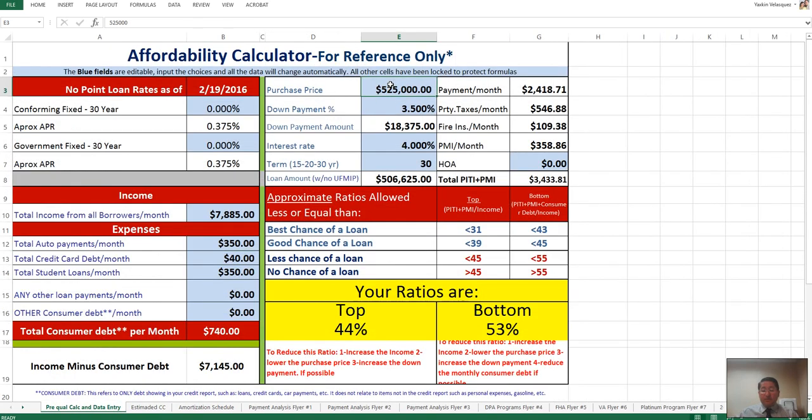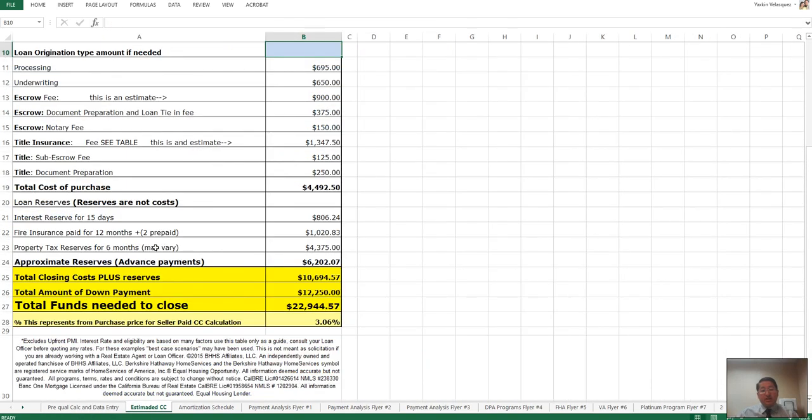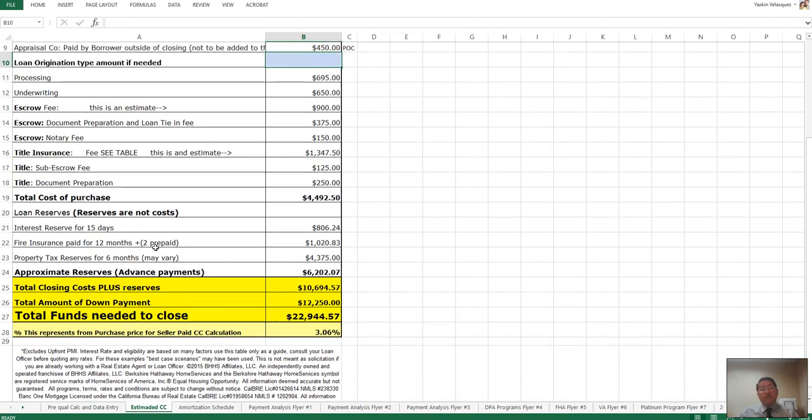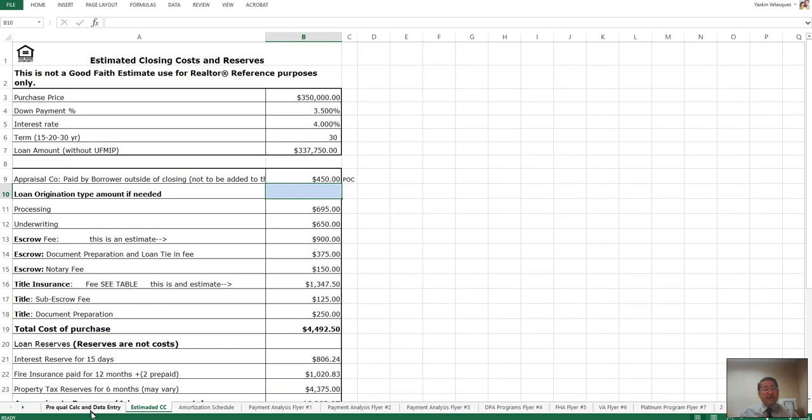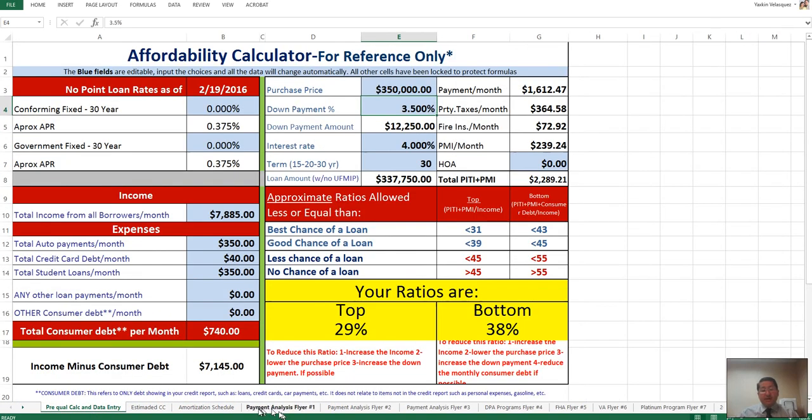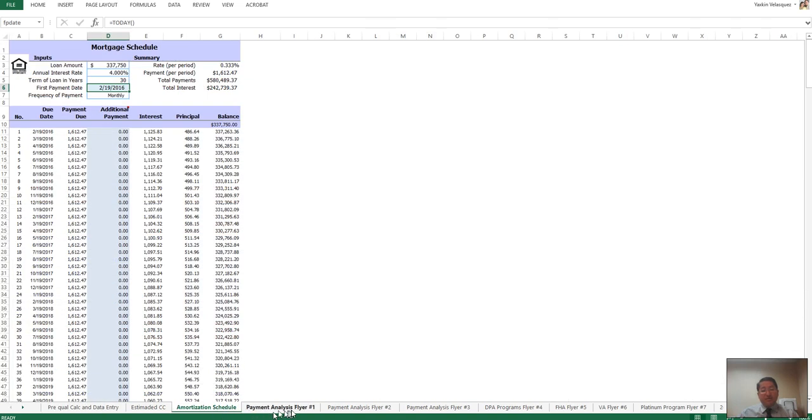If the transaction was, let's say, $350,000, you will see here that the numbers will change, and that will be $10,000 for closing costs, $12,000 for down payment, for a total of around $22,000 needed for funding. And that's that. The rest of everything here is an amortization schedule, and there's also a couple of flyers that you can use if you're going to open houses and things like that.